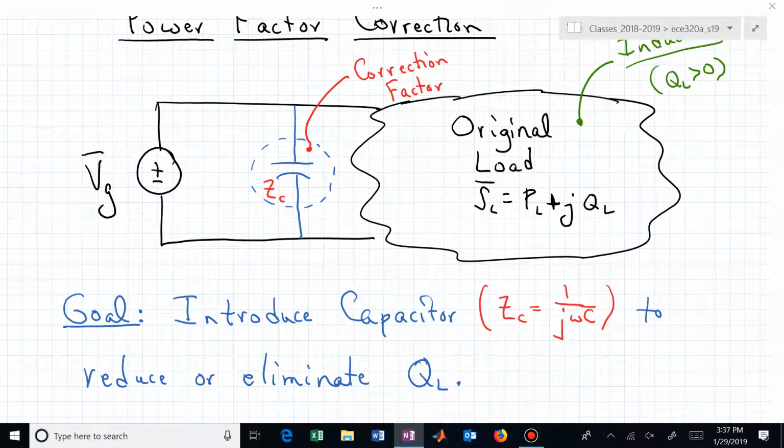The goal then is to introduce that capacitor, which gives us an impedance of 1 over j omega c, such that we can lower that vertical component, or the reactive component, of our load, or drive it such that now the angle in that complex power triangle looks closer to 0 or is equal to 0 by the appropriate choice of C, or capacitor value, in that added impedance. That's our goal when we talk about power factor correction.